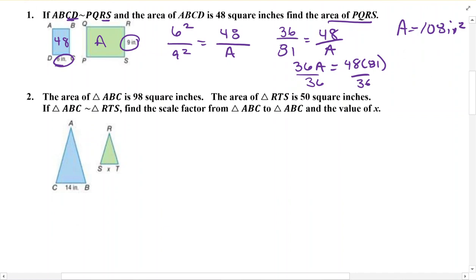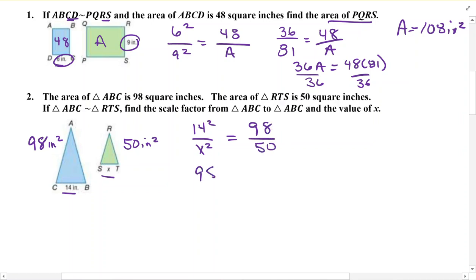In the next one, we're told that the area of triangle ABC is 98 inches squared, and the area of the smaller triangle, RTS, is 50 inches squared. We're told that they're similar, and we want to find the scale factor and the value of x. So if I did 14 squared over x squared, the two sides that correspond to each other, equals 98 over 50.